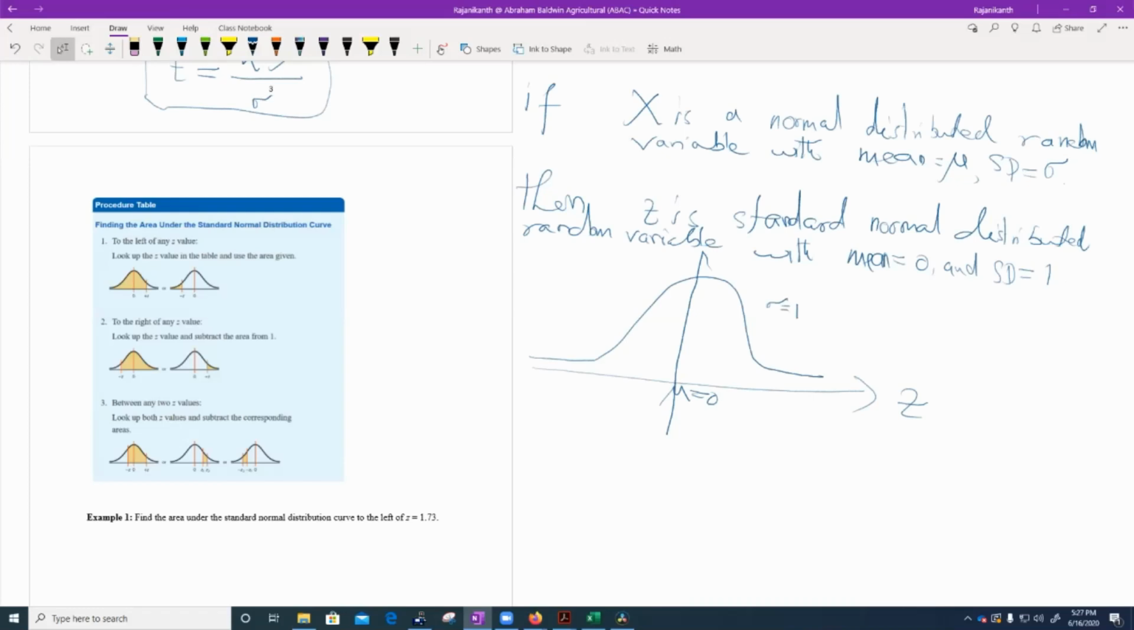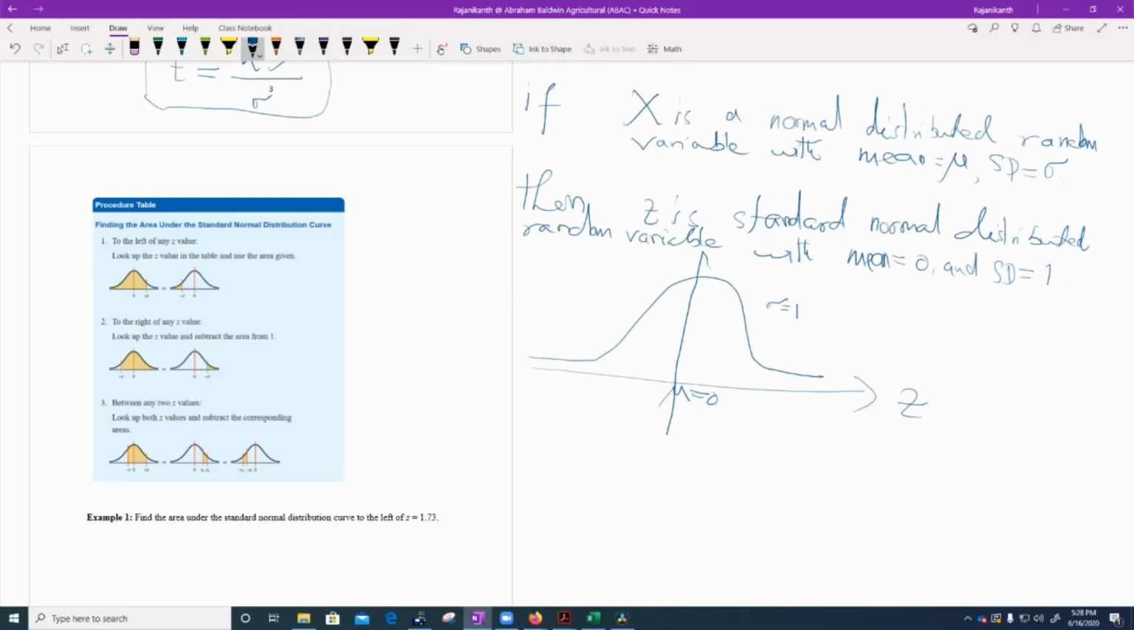Now, look at these different scenarios here. Finding the areas under the standard normal distribution curve. How are we going to find the area of a particular region of the standard normal distribution curve? Well, we are going to look at some procedures on finding the areas of the given standard normal distribution.